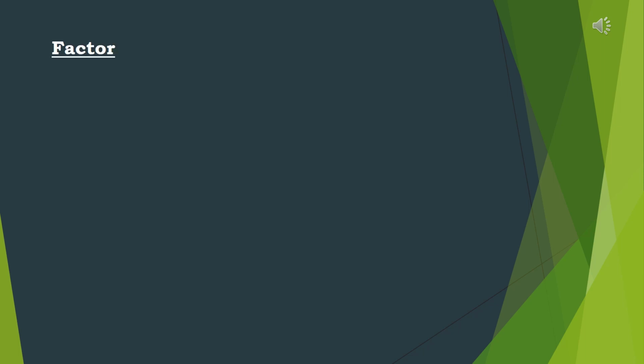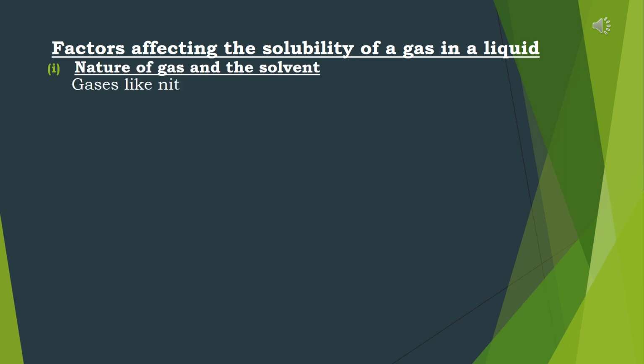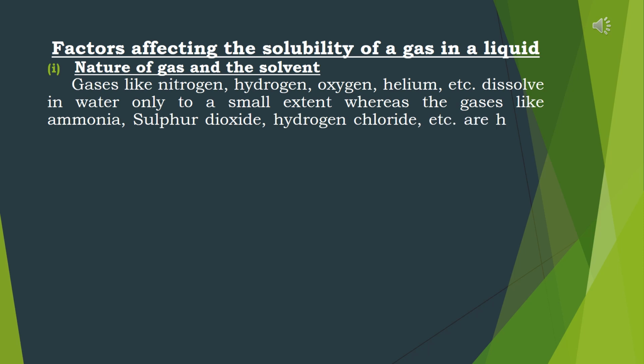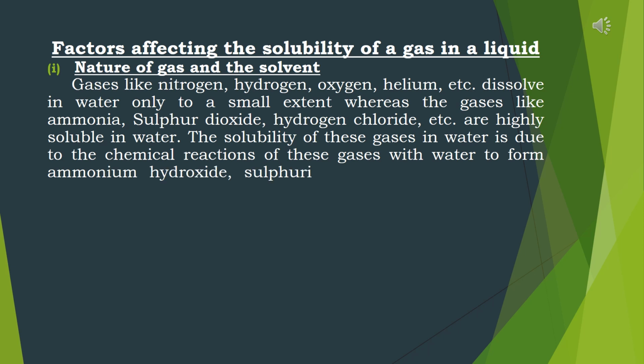Let's now discuss the factors affecting the solubility of a gas in a liquid. First is the nature of gas and the solvent. Gases like nitrogen, hydrogen, oxygen, helium, etc. dissolve in water only to a small extent, whereas gases like ammonia, sulfur dioxide, hydrogen chloride are highly soluble in water. The solubility of these gases in water is due to the chemical reactions of these gases with water to form ammonium hydroxide with ammonia, sulfurous acid with sulfur dioxide, and hydrochloric acid from the hydrogen chloride gas, respectively.